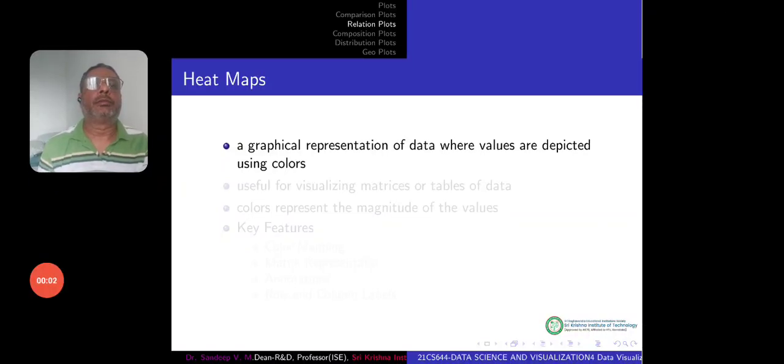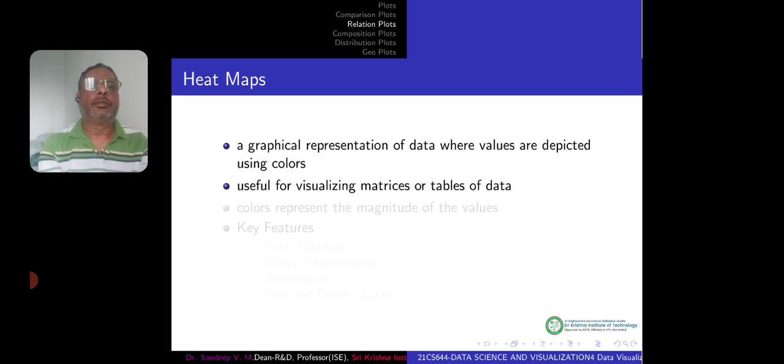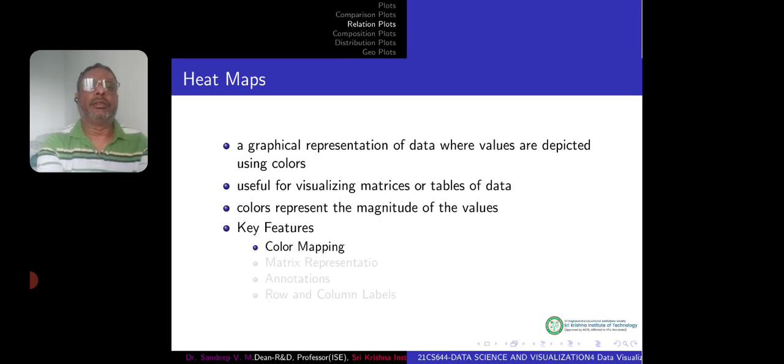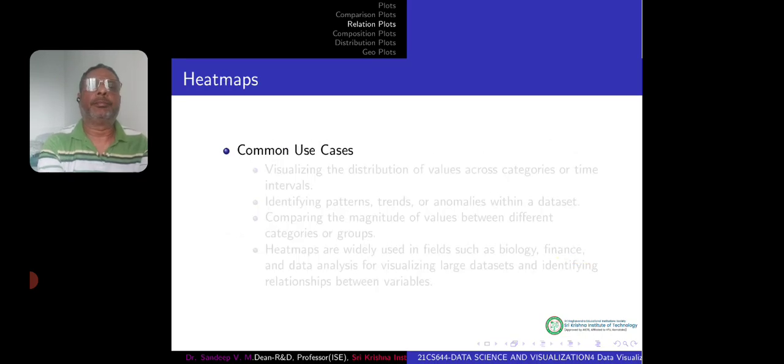The next type of relation plots is heat maps. It's a graphical representation of data where values are depicted with colors. It is useful for visualizing matrices and tables of data. Some of the examples we had already seen while discussing correlation matrices. Here the color represents the magnitude of the values, and the key features are color mapping, matrix representation, annotations and labels for each row and column.